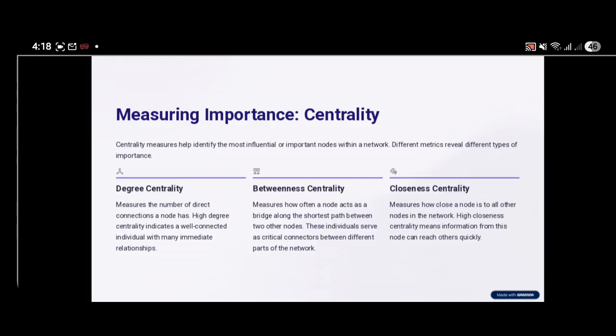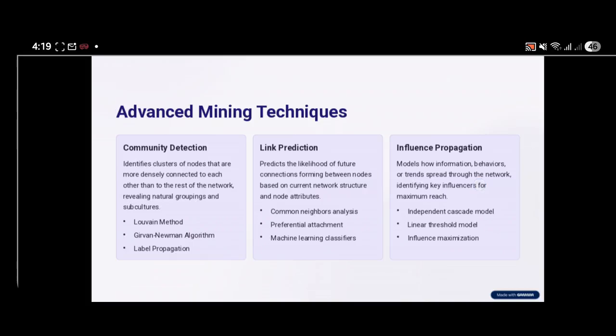And third, closeness centrality. This measures on average how close a node is to all other nodes in the network. A node with high closeness can spread information to everyone else in the network very quickly.